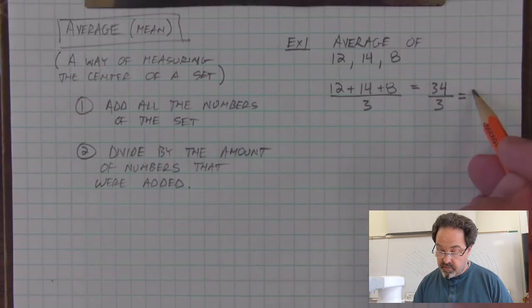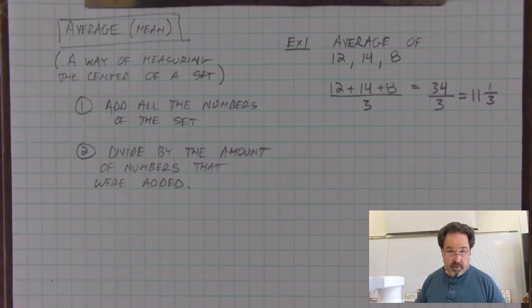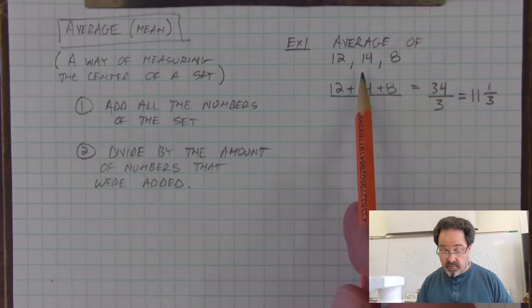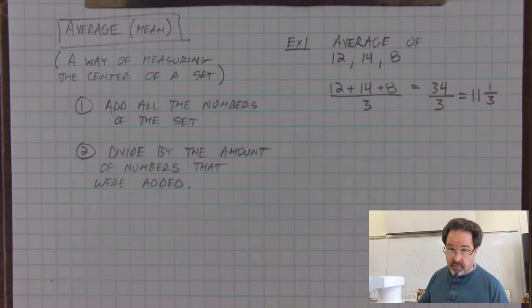We could show this as the mixed number 11 and 1/3. 11 and 1/3 is one way of measuring the center of this set of numbers. It doesn't belong to the set. It's in between the largest number and the smallest number.